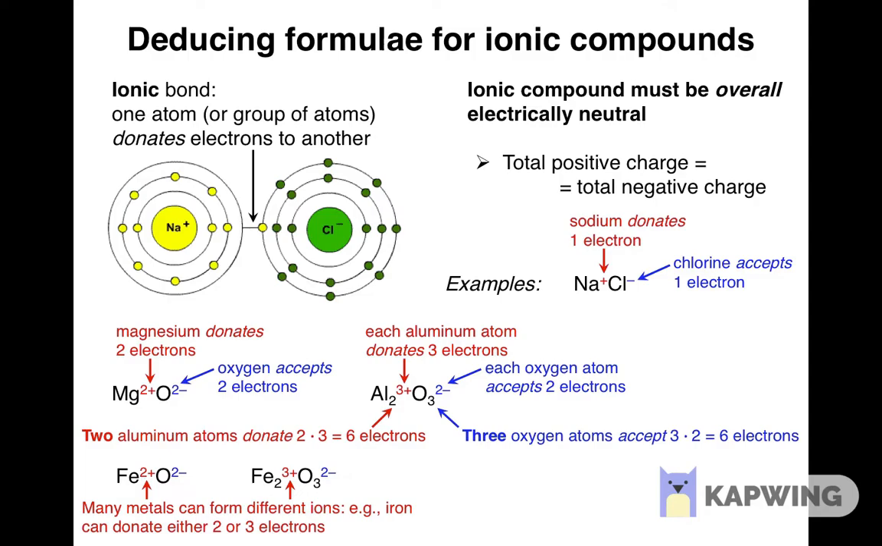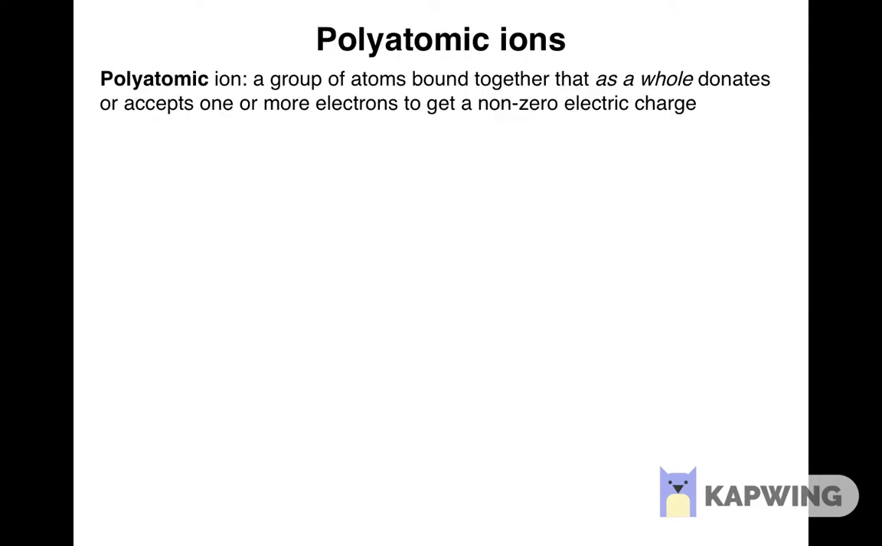In some cases, the anion, or less often the cation, in an ionic compound is not a single atom, but rather what we call a polyatomic ion, also known as a molecular ion. Polyatomic ions typically consist of 2 or more nonmetal atoms connected by covalent bonds. The polyatomic ion as a whole, rather than individual atoms that form it, donates or accepts electrons and becomes electrically charged.